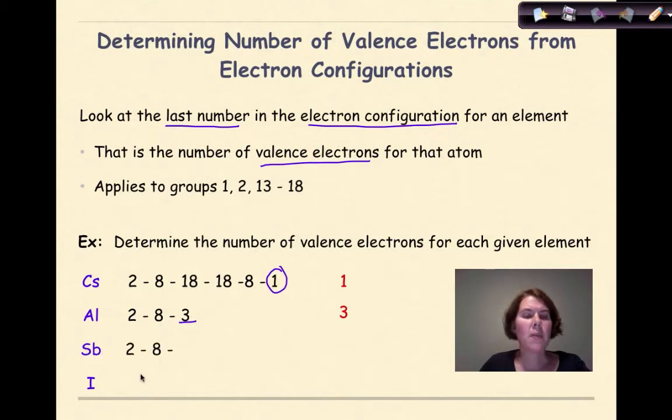Antimony, Sb, is 2, 8, 18, 18, 5. So that last number is 5, therefore 5 valence electrons. And the last example that we have here, iodine, 2, 8, 18, 18, 7. The last number is 7, therefore 7 valence electrons. Those are a couple examples of looking at different electron configurations and figuring out how many valence electrons each configuration has.